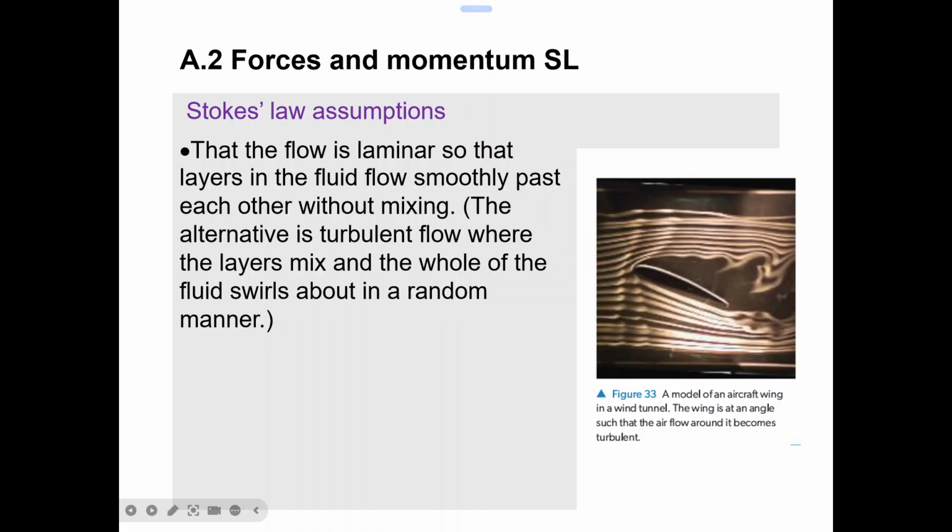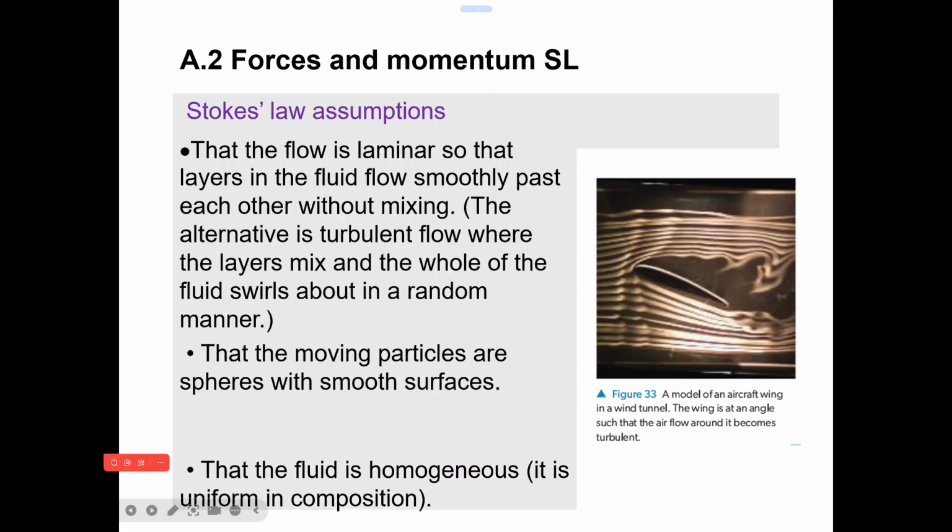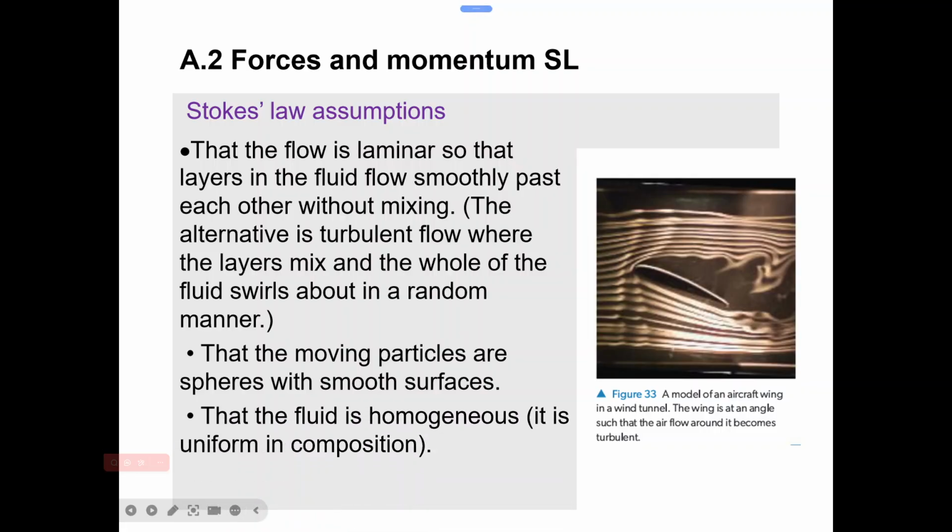Turbulent flow. But I guess the notes I wrote on the board won't be recorded, so when you watch this recording later, some information might be missed out. This is not tested. You just need to know this is laminar, this is turbulent. That's all. And that the moving particles are spheres with smooth surface, and that the fluid is homogeneous. Homogeneous means it is uniform in composition.